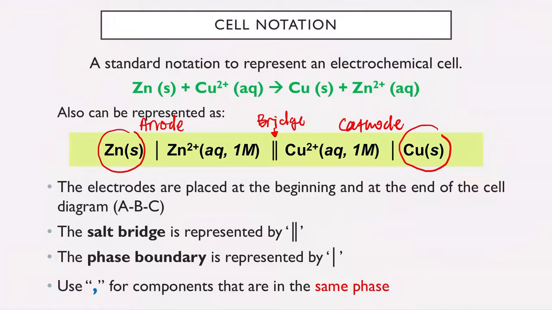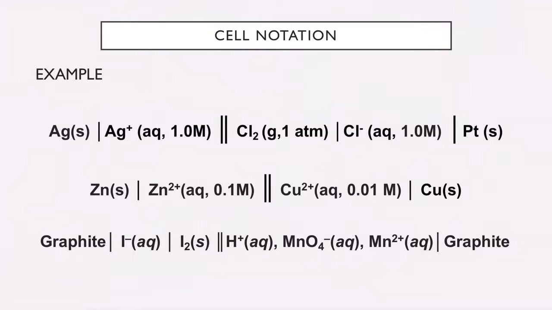Alright, so if you have within awak punya half cell tu the same phase substances, then you are going to use comma je. Okay, how does it look like? So like right here, you can see here. Okay, ini awak punya electrode. This is your electrode. This is your inert electrode, platinum. Okay, so here is your salt bridge.